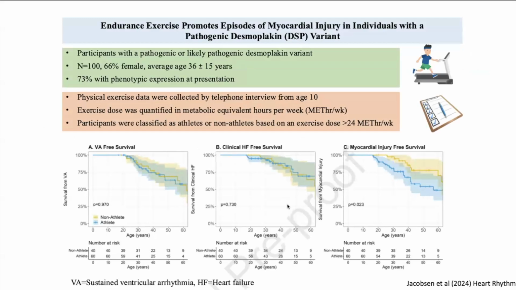So this is a study of assessment of exercise participation in adverse disease-specific events in another cohort of 100 individuals who had this mutation. They were followed over 5 years. They all had very significant exercise routines. They were classified as athletes or non-athletes based on having an equivalent of greater than 24 metabolic equivalent hours per week.